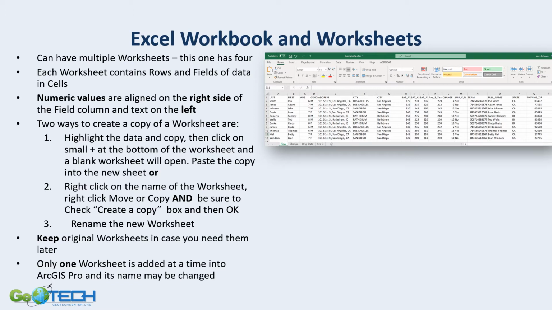So Excel has a workbook, and a workbook can contain several worksheets. This particular example has 4 worksheets. You can see their names down at the bottom: final, change, original data, average, _3. Each worksheet has those same rows and fields of data that we showed earlier. So we're going to be talking about fields and rows.